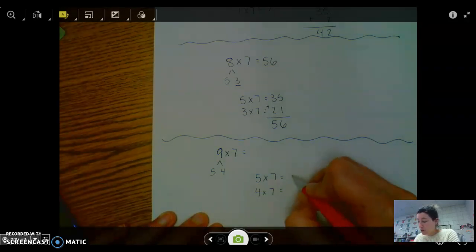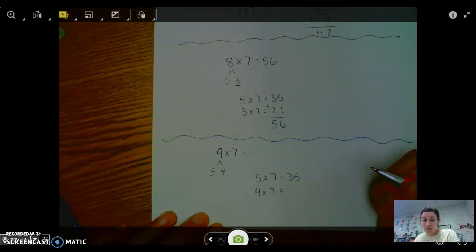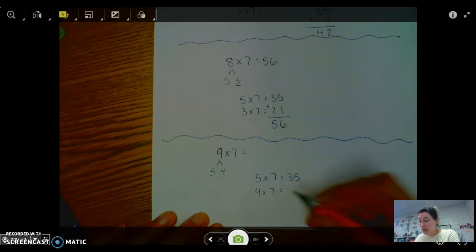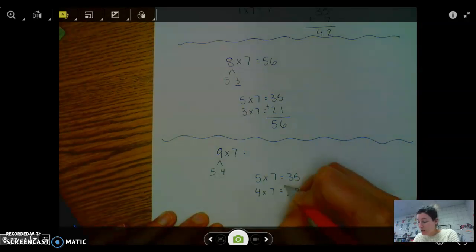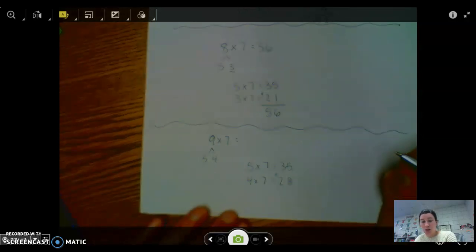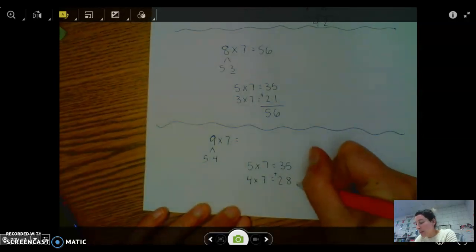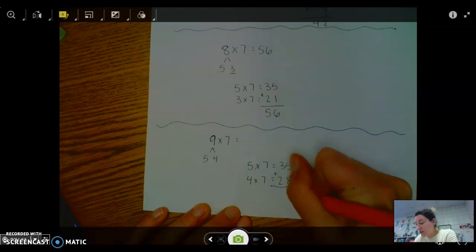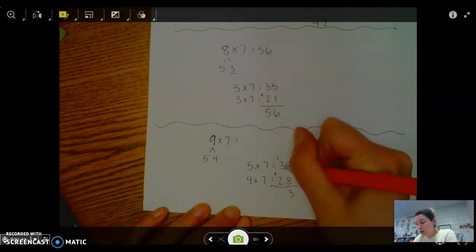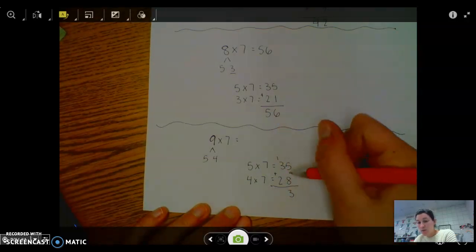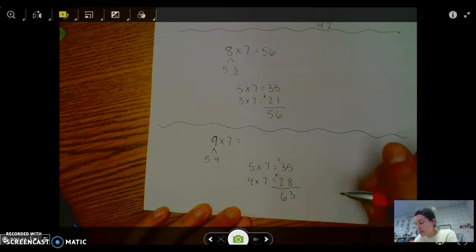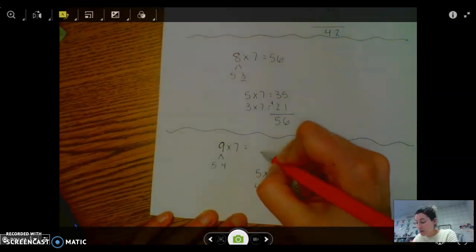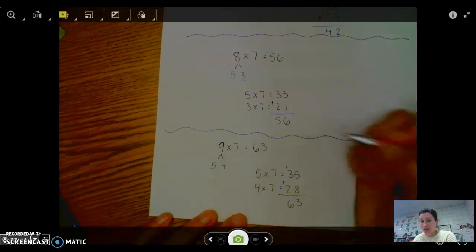5 times 7 we know is 35. 4 times 7, well, I know 2 times 7 is 14. So 14 plus 14 is 28. So now I need to add up my two numbers. 8 plus 5 is 13. 3 plus 1 is 4. Plus 2 is 6. So I know that 9 times 7 is 63.